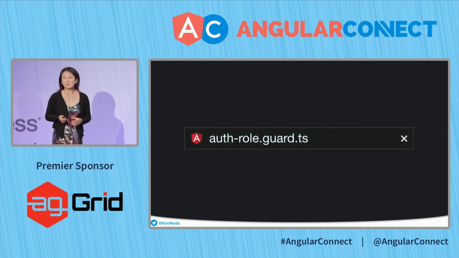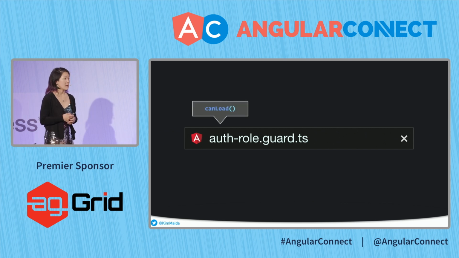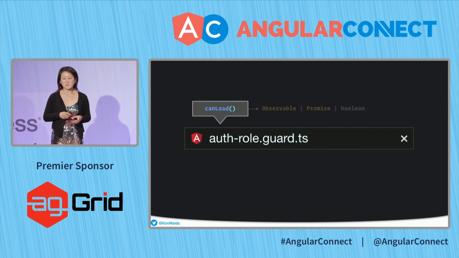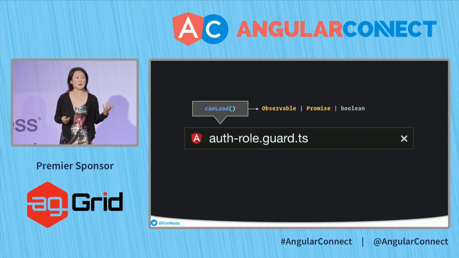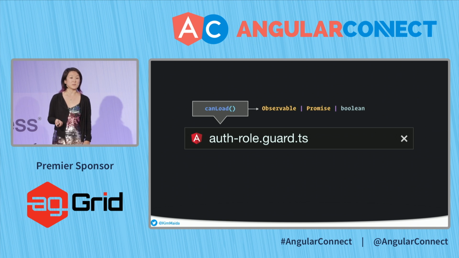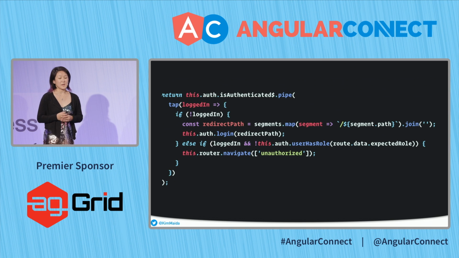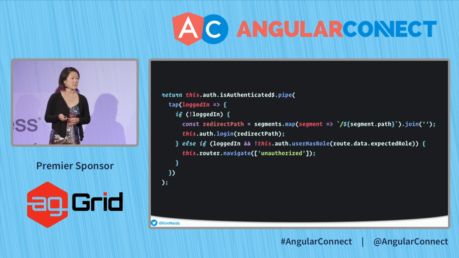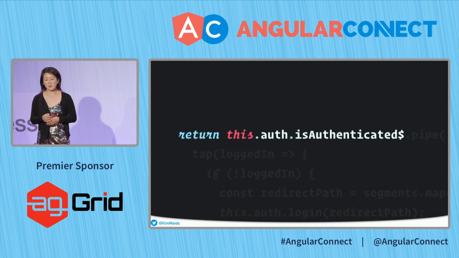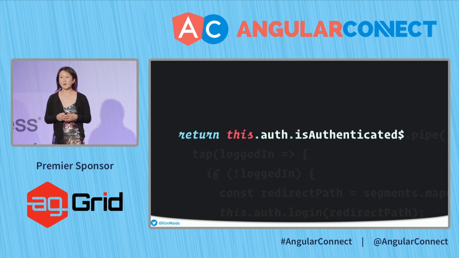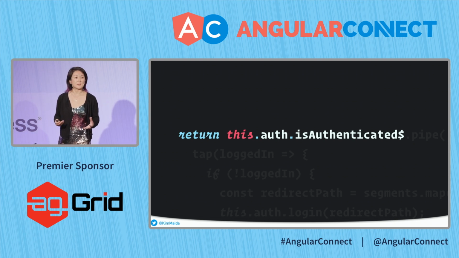Now, my auth role guard is going to have a canLoad function, similar to the canActivate. And this function, again, is going to return an observable, a promise, or a Boolean. And in this case, I'm actually going to be returning an observable instead of a Boolean. And inside my canLoad function, I might have something that looks sort of like this. So maybe I have a stream for my isAuthenticated status now. It's going to emit true when the user's logged in. It's going to emit false when they are not.